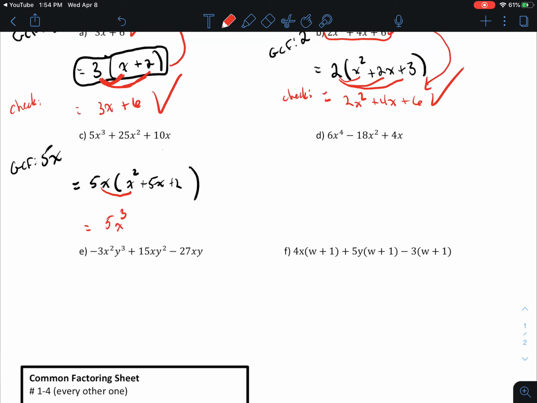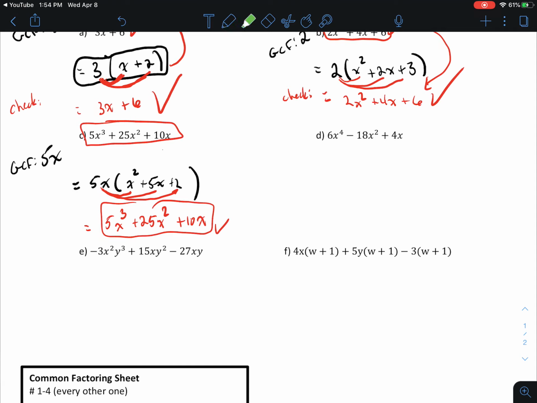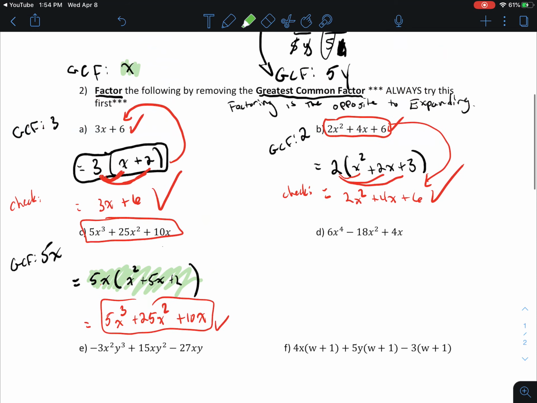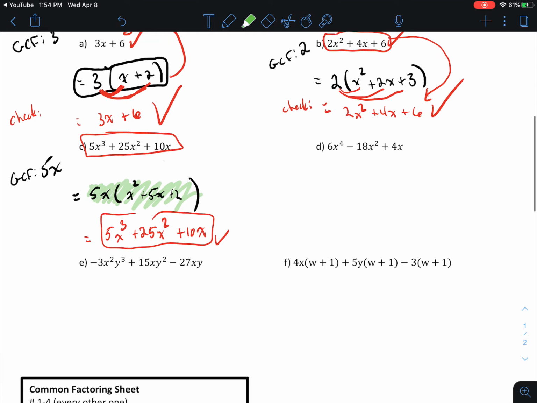5x multiplied by x squared is going to be 5x cubed. 5x multiplied by 5x is going to be plus 25x squared. And 5x multiplied by 2 is plus 10x. Okay, so now I know I'm right because these two match. So my answer, I'll put the answer in green here just so we're clear. That's my answer. That's what we call my factored answer.